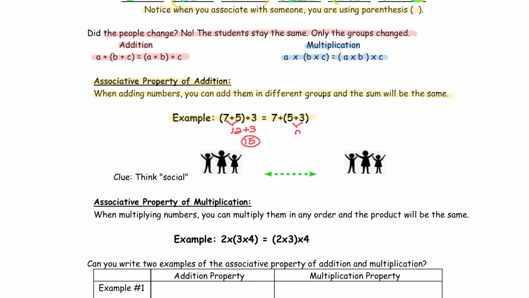And then what do I have here? I have 5 plus 3 is 8. And then I bring this down, 7 plus 8. And my sum is also 15. Is 15 equal to 15? Yes, it is. And the clue is think social. I almost see the word social in the word associative.